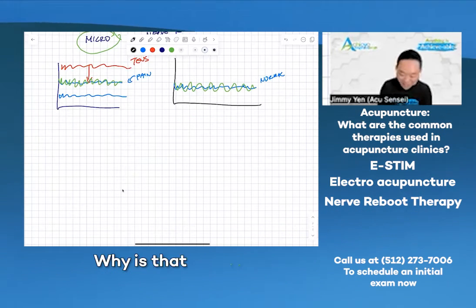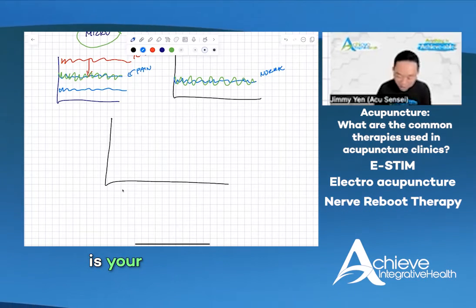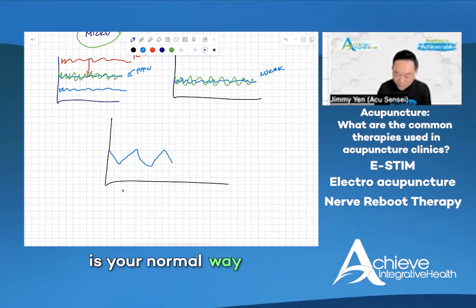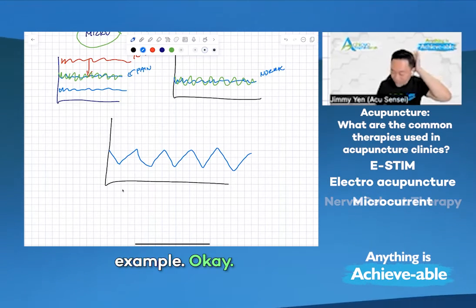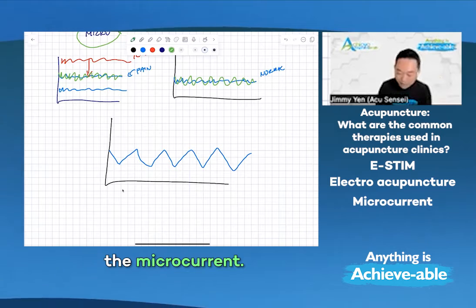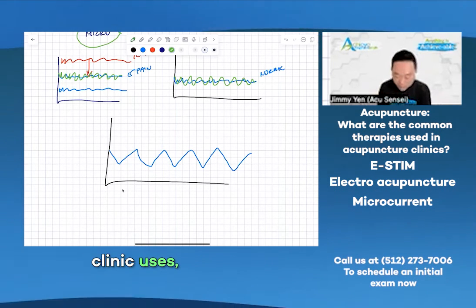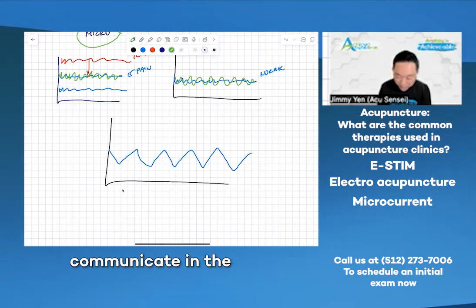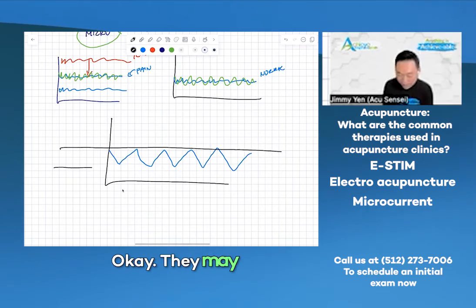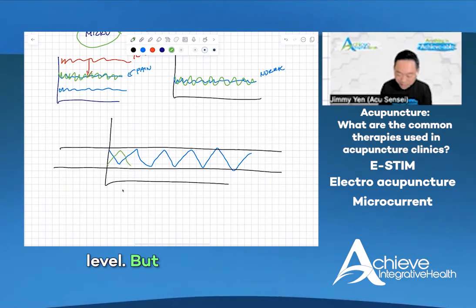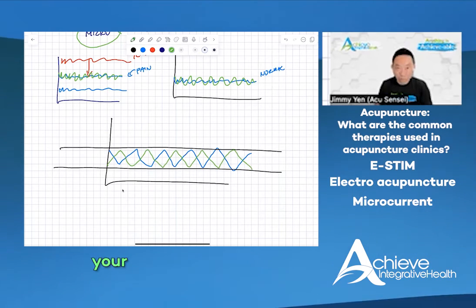Why does that have to be so complicated? Yeah, I know. All right, so this is your normal way of communication. Your body communicates like this. I'm just giving you an example, okay? Now the difference in the microcurrents: the microcurrent device that the acupuncture clinic uses may communicate at the same level, like this, but look at that. It's like an opposite message, right? It doesn't match your communication.